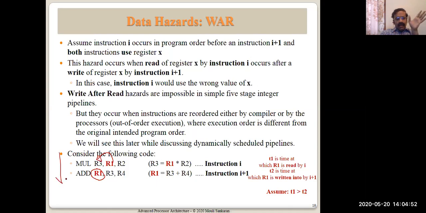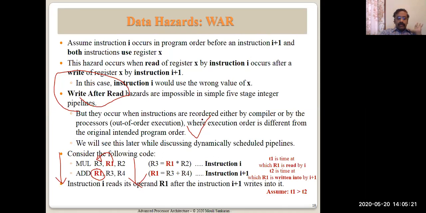Because program order is something to be always accepted and followed. Even if the hardware is doing it ahead and out of order, you should make sure that correctness is maintained. If it is not, then it's a problem. So this write after read hazard happens during this kind of situation, not in the RISC pipeline that we studied or are studying. So with this, I am stopping. This is called false dependency or anti-dependency.